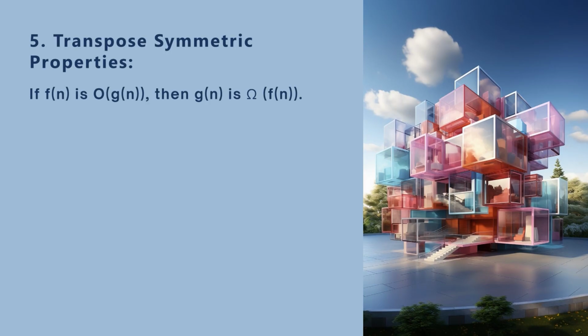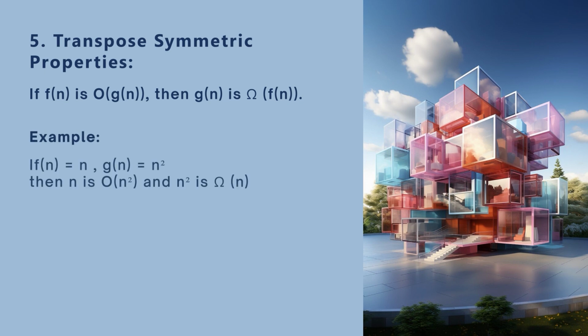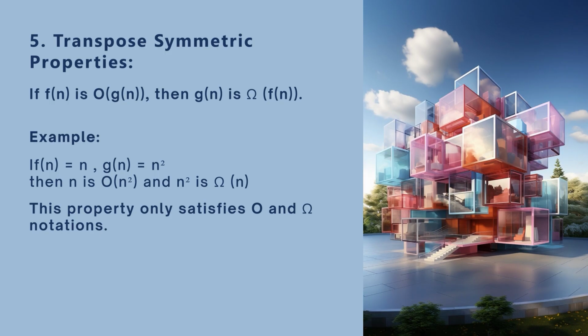Transpose symmetric property: if f(n) equal to big O of g(n), then g(n) equal to big omega of f(n). For example, f(n) equal to n and g(n) equal to n square. So we can say n is big O of n square and n square is omega of n. So this property only holds for big omega and big O.